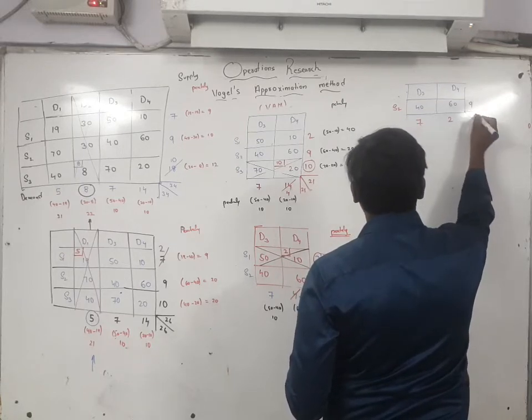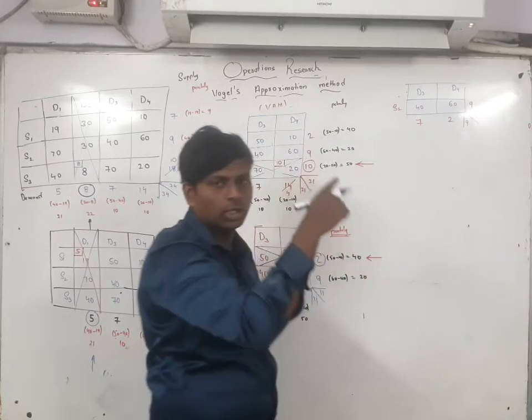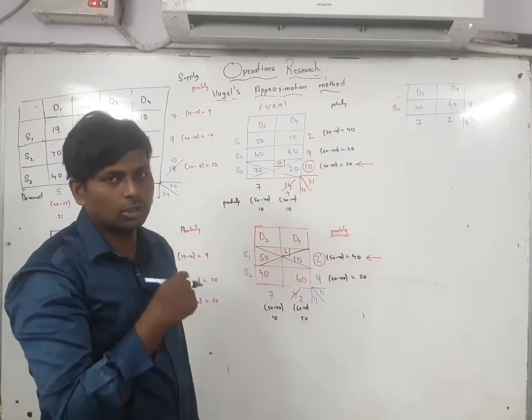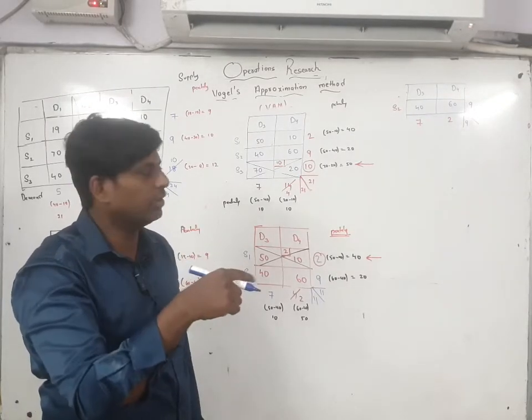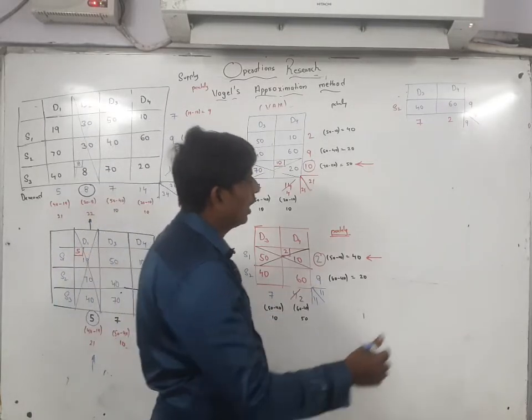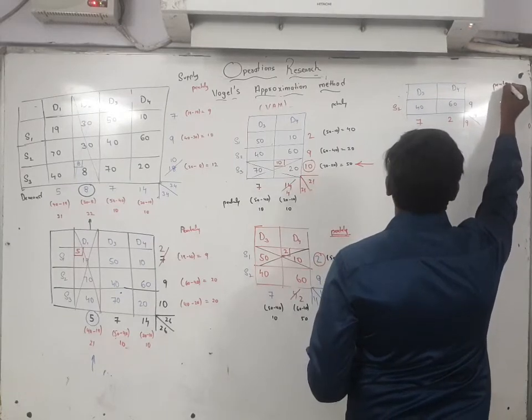If you add this one, how much are you getting? 9. If you add the row, only 1 is there. In the column, how many are there? 2 are there. So in the row 2 are there, in the column 1 is there. If you add, you will get the same. Demand is equal to supply. So again try to find out the penalty.